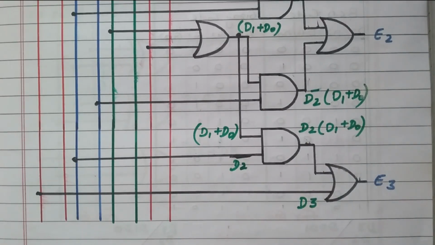In this video, we discussed how to convert BCD to XS3 code. First, we discussed the truth table. From the truth table, by using the Karnaugh map, we got the simplified Boolean expression. Then that Boolean expression is implemented with logic gates.